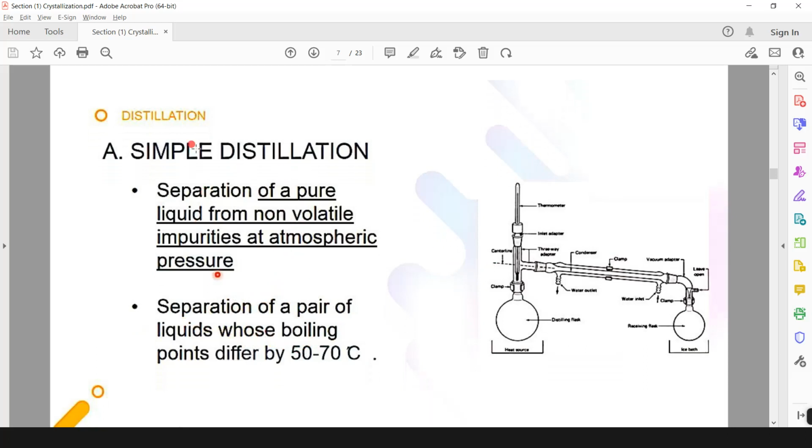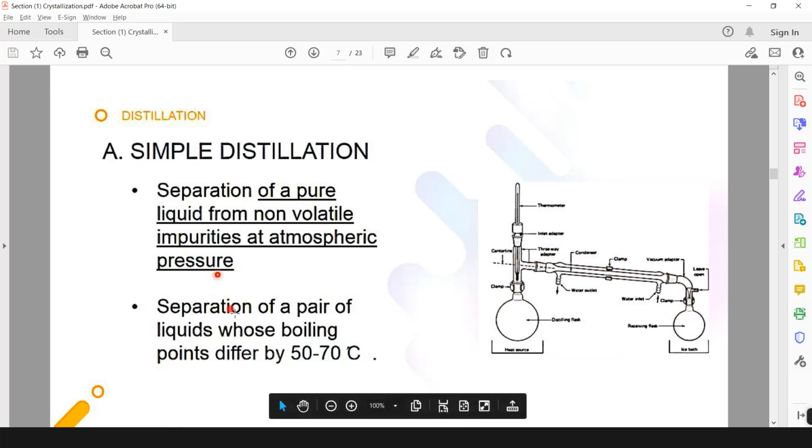It's telling you that you have a volatile liquid in this distilling flask, together with non-volatile solid impurities. What will happen when you heat? Only the volatile liquid will be vaporized, but the non-volatile impurities will remain in the distilling flask because they are not volatile. The liquid will rise as a gas and enter the condenser. It will be cooled by the cooling water, converted into liquid again, and received here as pure liquid in this receiving flask.